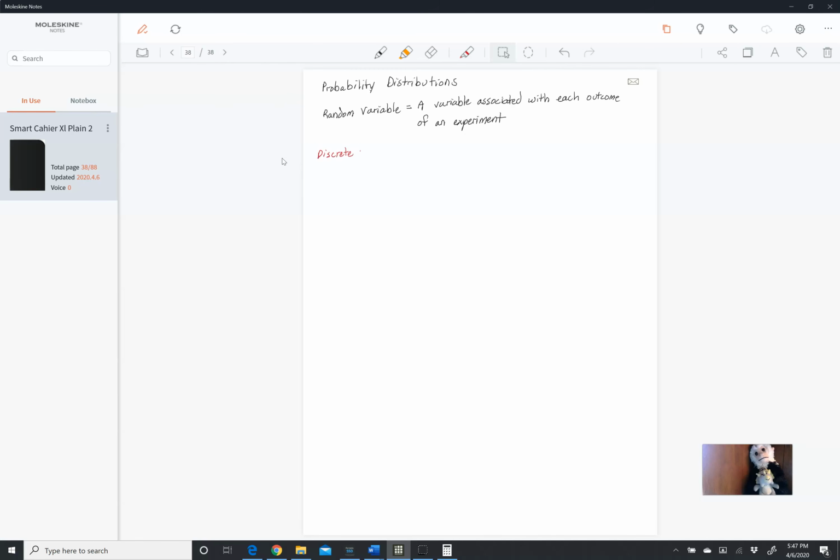So a discrete random variable is just like discrete data. This is saying that there are a finite or a countable number of outcomes. You can list all of the different values.